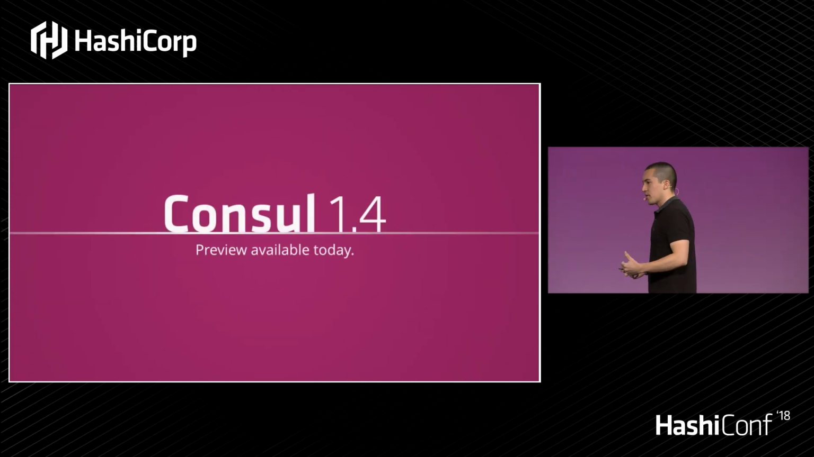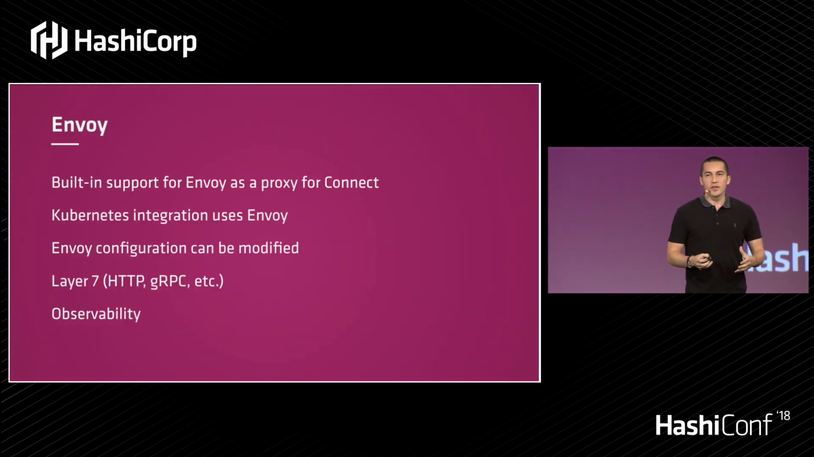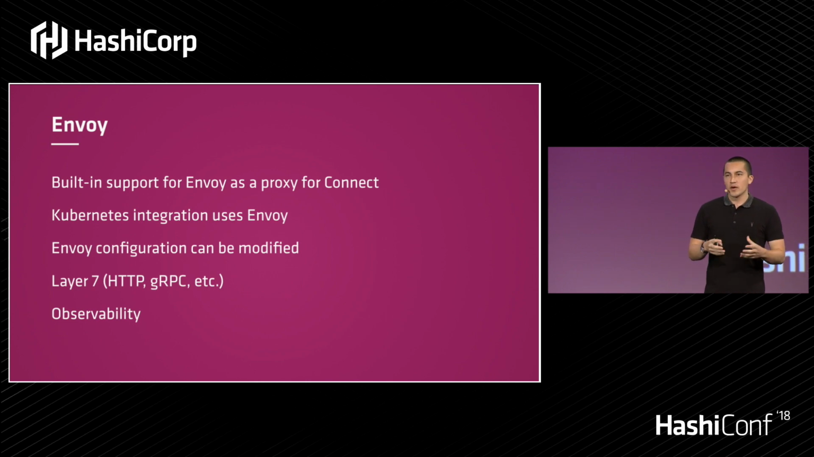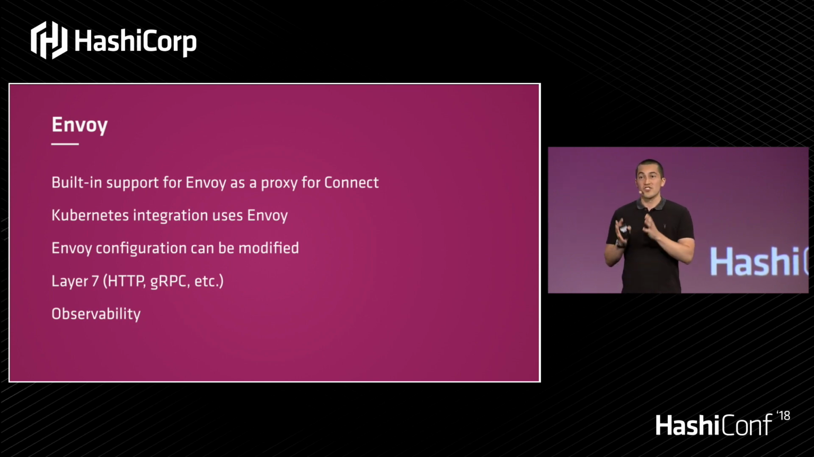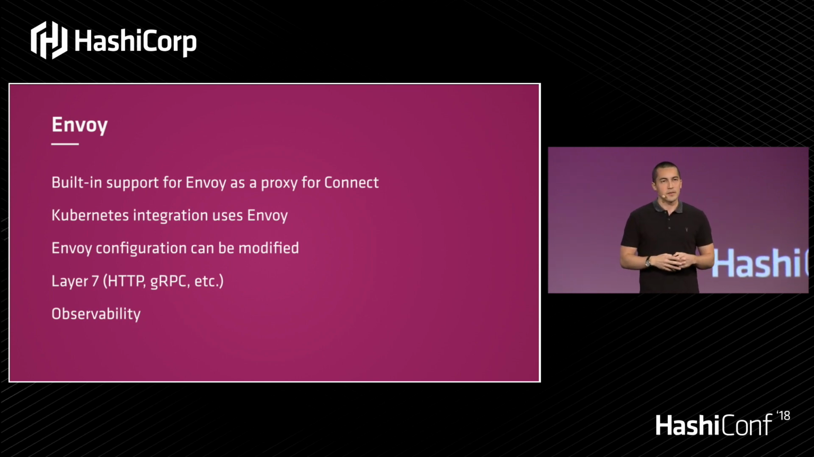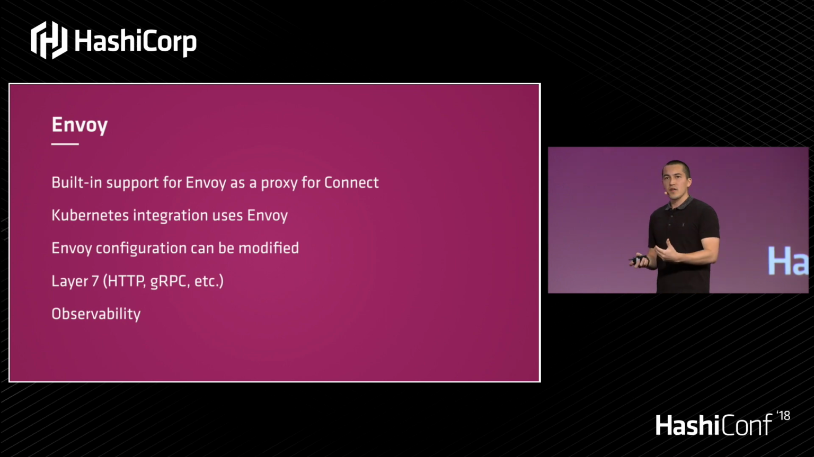And so what I want to talk about now is Consul 1.4, which is available today in a preview version and we've been working on for a while. The first thing we've done in Consul 1.4 is integrate deeply with Envoy. Envoy is a high-performance, production-hardened proxy, and now you can use that directly with Connect as an option just as easily as the built-in proxy. We automatically configure Envoy, we'll run it for you, and more.